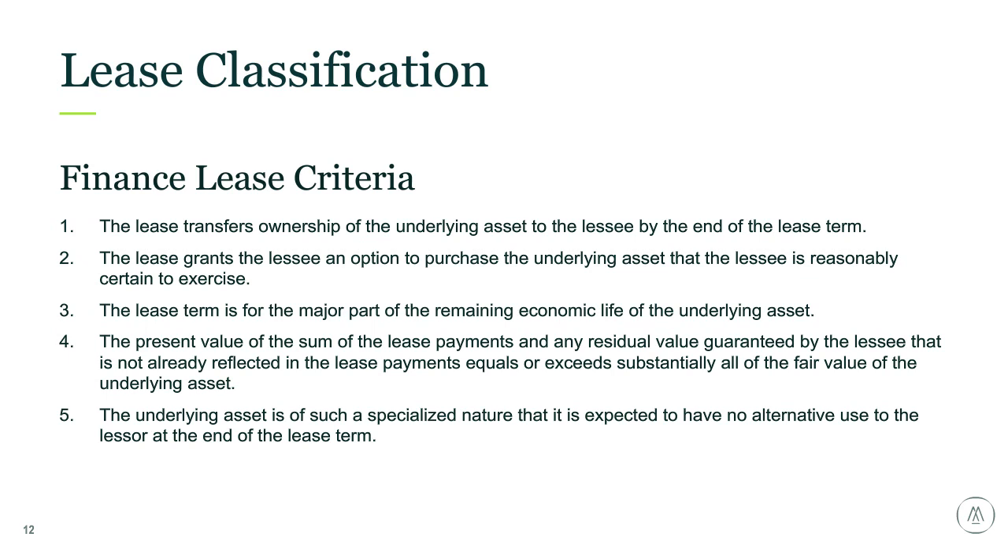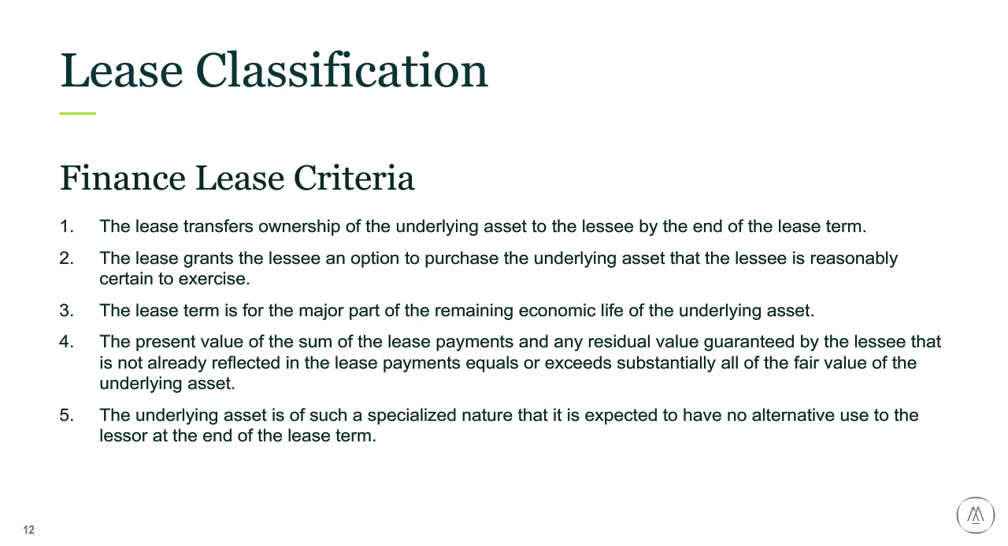Item number 3, if the lease term is for a major part of the remaining economic life of the asset, you've likely got a financing lease. And the last two: if the present value of all the lease payments and any residual guarantee by the lessee equals or exceeds substantially all of the fair value of the asset. And finally, if the underlying asset is so specialized that it's expected to have no alternative use by the end of the lease term, you've got a financing lease. So any one of these criteria will indicate that you've got a financing lease. And like I said, many of these criteria are very similar to what a capital lease was under the old guidance.